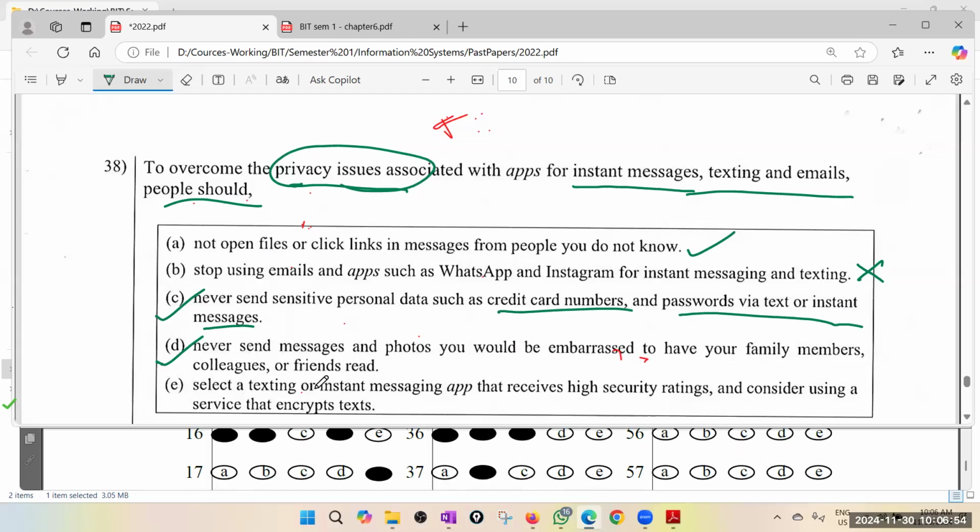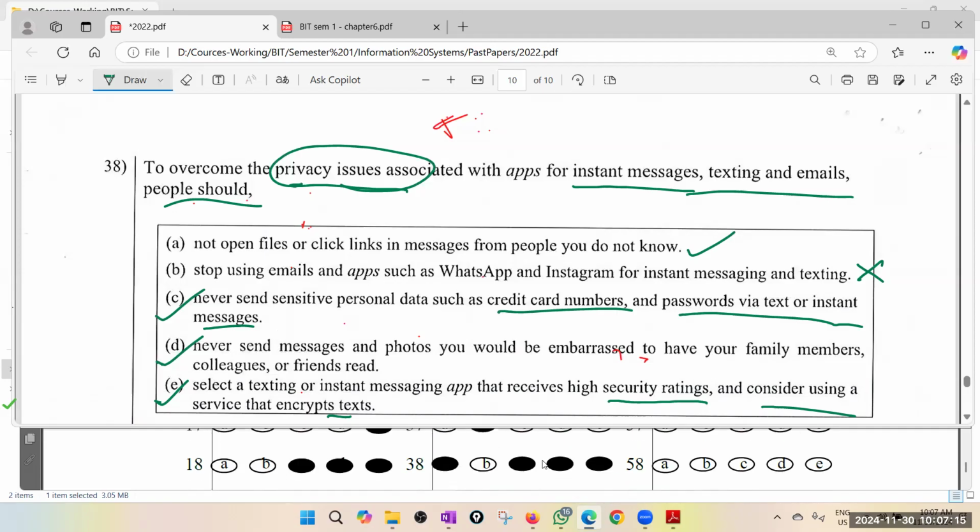Select a texting or instant messaging app that receives higher security ratings and consider using a service that encrypts text. Yes, you have to think carefully and use apps with good ratings that do end-to-end encryption. So we'll go for C, D, and E. Right. C, D, and E is taken, but yes, sorry for that. We talked about A also. So the answer is A, C, D, and E.